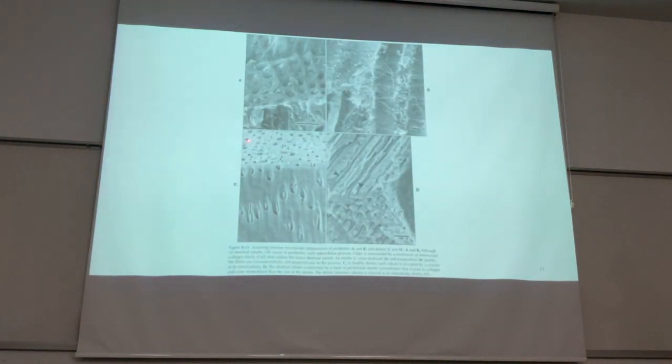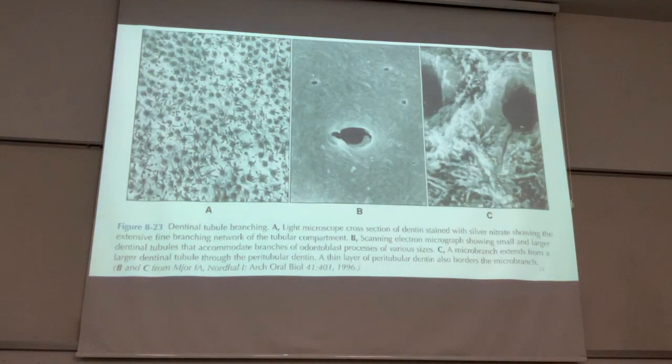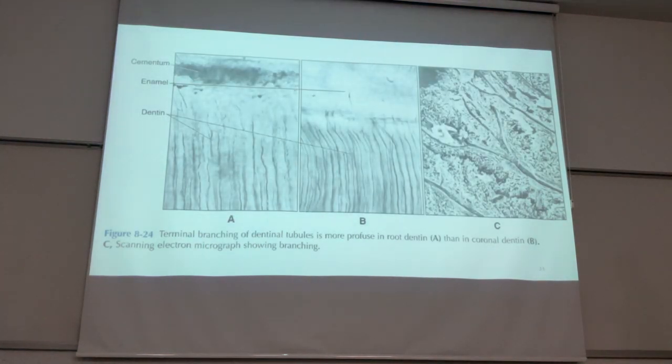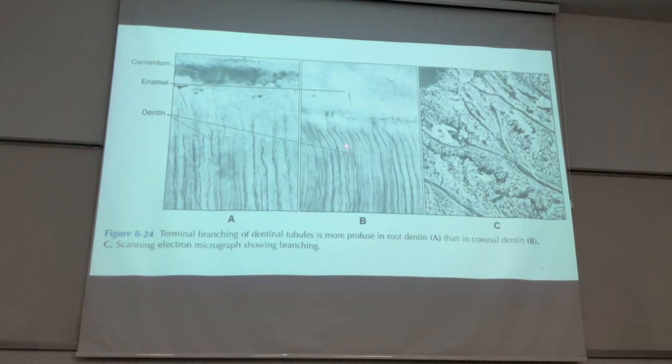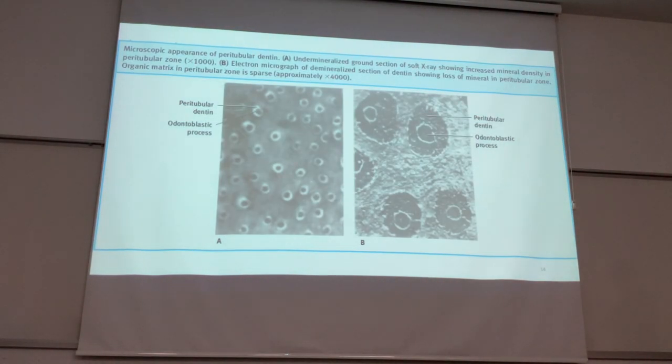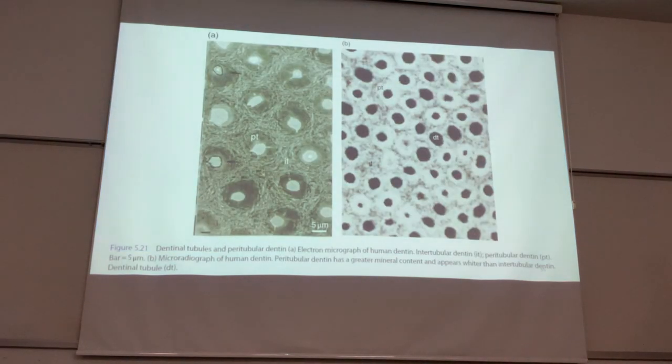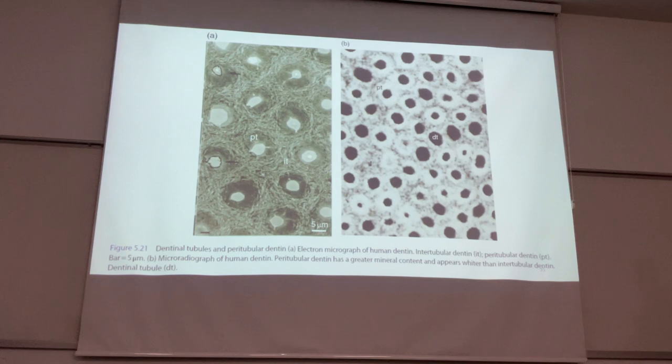And you can see these channels. And these channels is very important to pain transduction. We will talk about that. But again, you can see these channels. Here again, you can see the enamel spindles in the enamel part, and here you can see the odontoblastic process. Again, you can see same structures, the dots. This part is our peritubular dentin, and this part is our intertubular dentin.